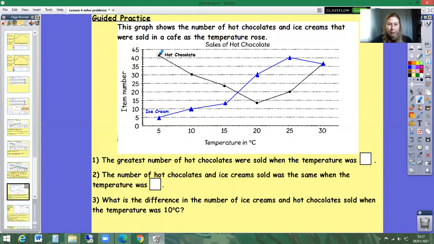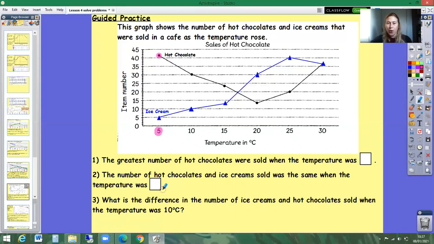So we need to look at the greatest number of hot chocolates and what temperature that was. So here is the greatest number of hot chocolates. I know that because we've got the item number along the y-axis, and this is the highest point. This one is quite high as well, but not quite as high. So the temperature, I read down to the x-axis, was 5 degrees. Okay, the number of hot chocolates and ice creams sold was the same when the temperature was something.